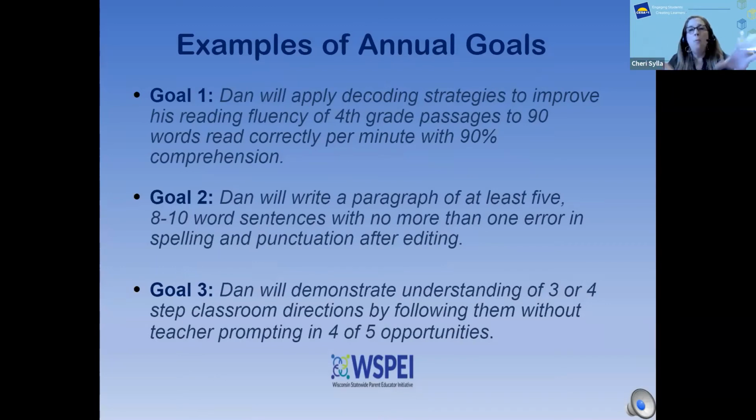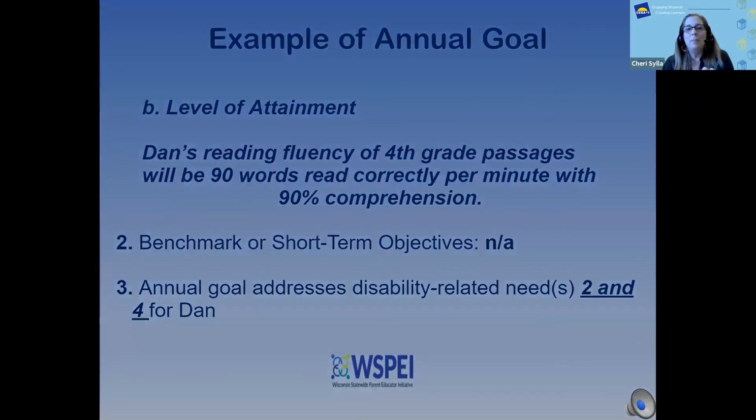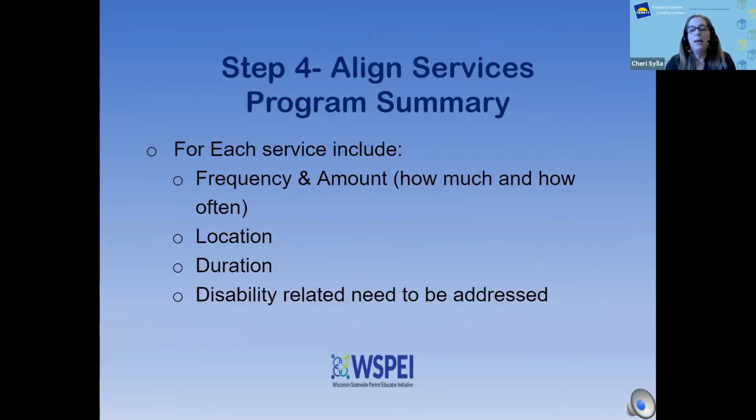There are so many things going on here. Writing a paragraph, at least 5 8 to 10 word sentences. There's also, he's going to have to do editing. And there were like 4 benchmarks that were written under this goal. So I think I could pull it out, Julie, if you wanted me to ever show you an example, I could do that sometime. But that is an example of a goal that has so many pieces to it that it makes it really hard to measure that goal.